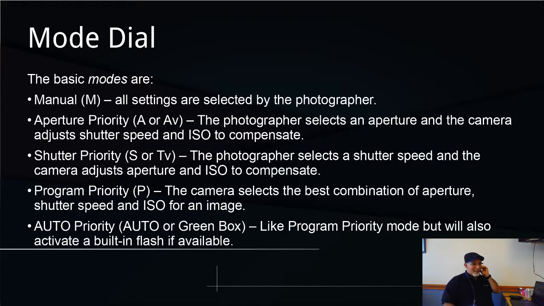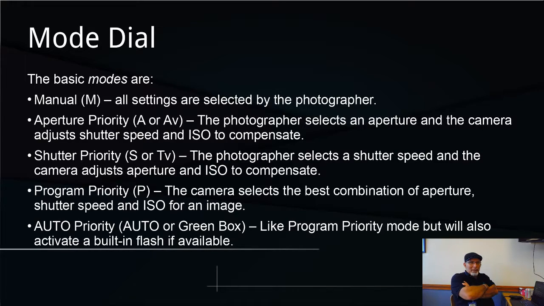Okay, literally. So the next one is aperture priority, which can be an A or an AV if you have a Canon camera. And in this one, the photographer sets an aperture, meaning you are setting how much depth of field you want to have in your shot, and the camera will take care of the rest, shutter speeds and ISO and such. Okay?